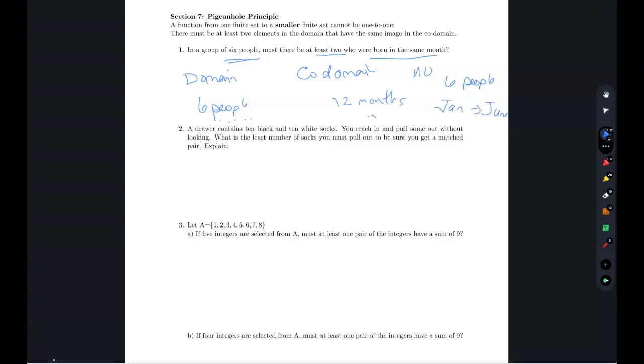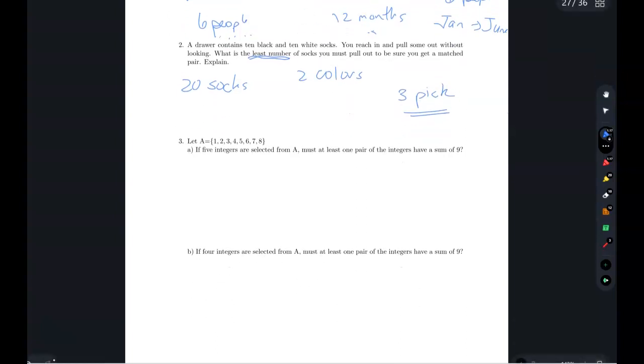All right, so here we have 20 socks. And what do I have? I've got 2 colors, kind of like 2 holes, right? So what's the least number of socks you have to pull out to make sure you get a matched pair? Well, if you pick 2, it could be a black and a white, right? Worst case scenario. But once you pick the 3rd one, then for sure you've got a pair of white or a pair of black.